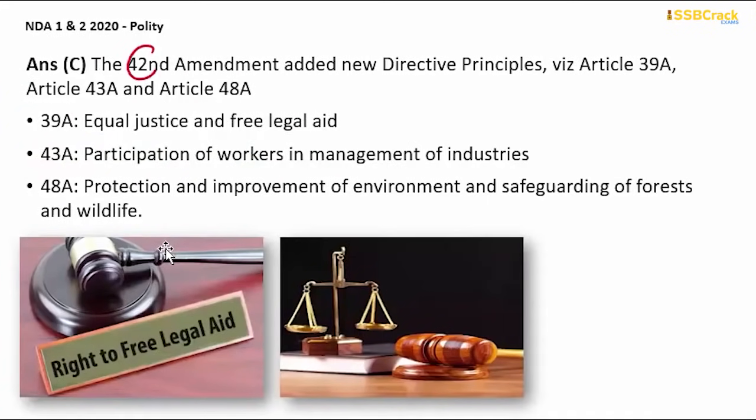Under the 42nd Constitutional Amendment Act, directive principles like Article 39A, Article 43A, and Article 48A were added to the Constitution. Article 39A talks about equal justice and free legal aid. 43A talks about participation of workers in the management of industries, and 48A, protection and improvement of the environment and safeguarding forests and wildlife. These were added through the 42nd Constitutional Amendment Act. Okay.